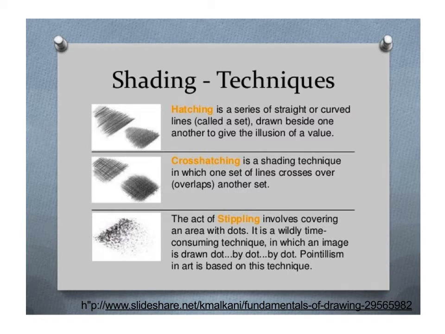Cross-hatching is a shading technique in which one set of lines crosses or overlaps the other set. So it's essentially two sets of hatching lines. Stippling involves covering an area with dots. It is a wildly time-consuming technique because you have to fill it in dot by dot. As we looked at in the first PowerPoint, pointillism is based on this technique.